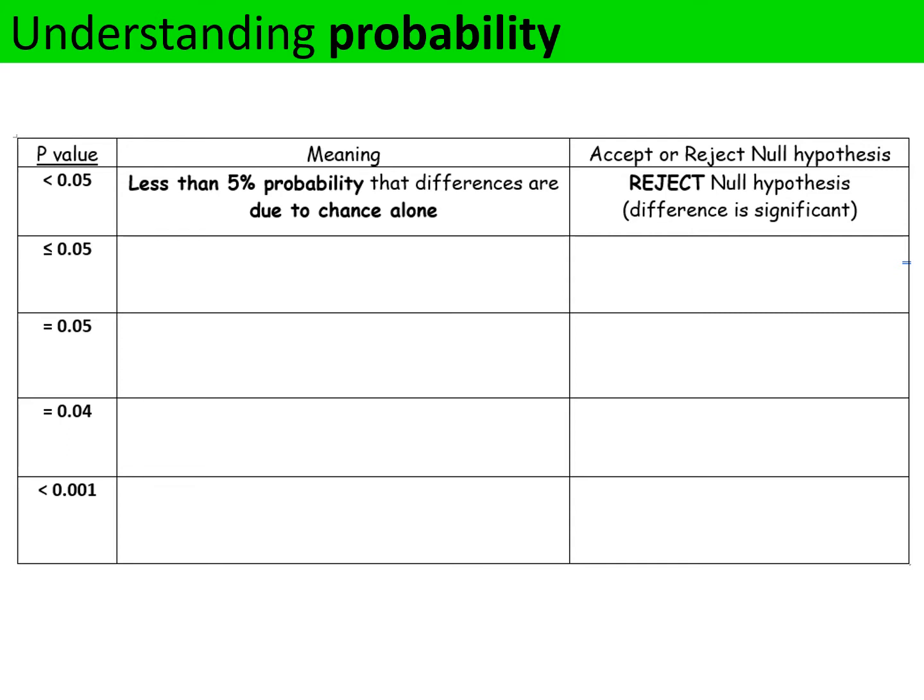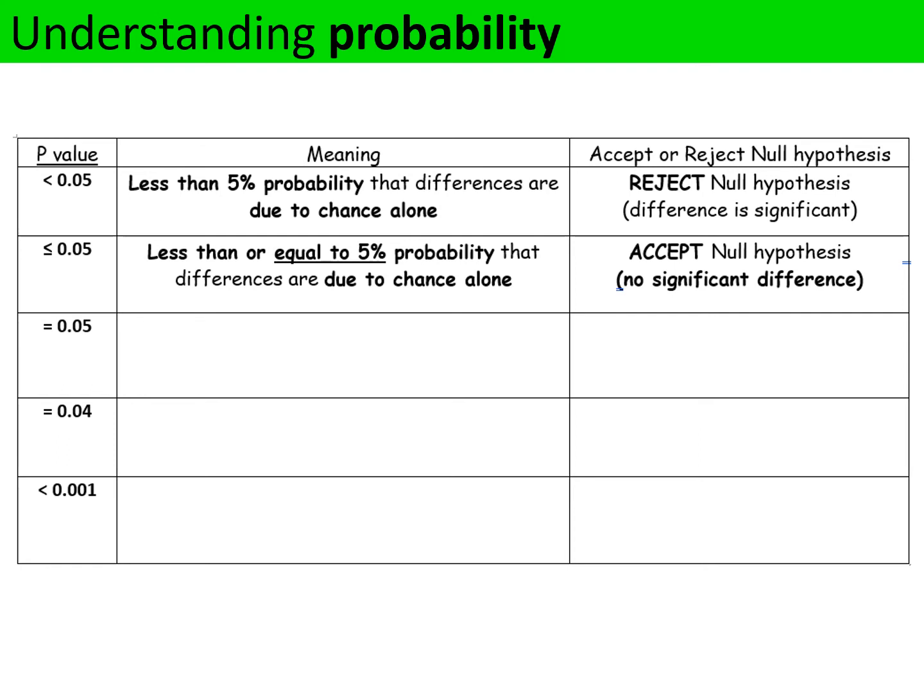Now, if you've got a p-value of less than or equal to 0.05, well, that's not quite enough, because if it's equal to 0.05, therefore it's equal to 5% probability that the difference is due to random chance. It has to be less than 5% probability for the difference to be significant. So here we would actually accept the null hypothesis because there's no significant difference between, for example, our two mean values that we're trying to compare.